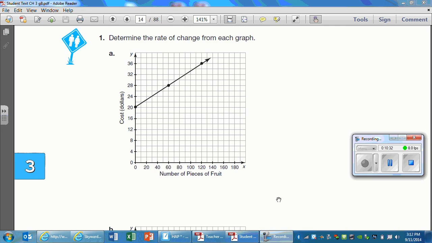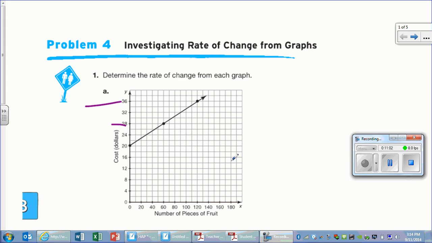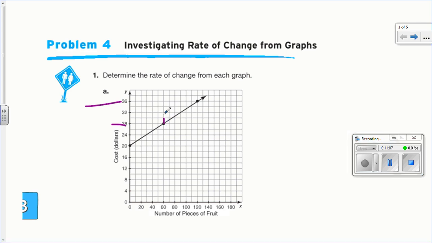So let's go back up here to number 1. It says determine the rate of change from each graph. So we're either going to use this 20 and the 28 or the 28 and the 36 with its x to find it. So let's try using this one, 60, 28, and this one, 120, 36. All right, so our rate of change, or our slope, our rise over our run, to get from here to here, I go up 28 to 36.